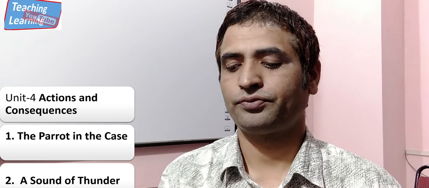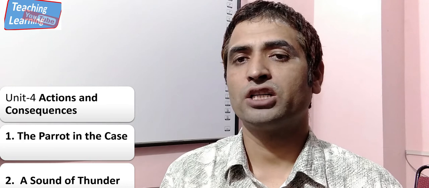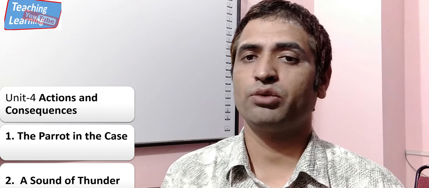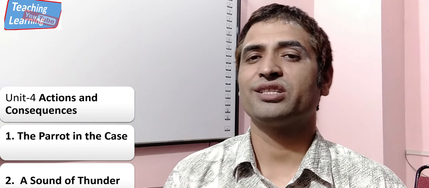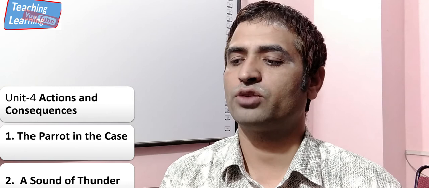Rather than talking about the background information, let's move towards the assimilation. Through assimilation, we can easily understand the poem. Okay, I'm going to read. The poet talks about the agony. Agony means a kind of suffering, agony, fear and frustration of a parrot in the cage.